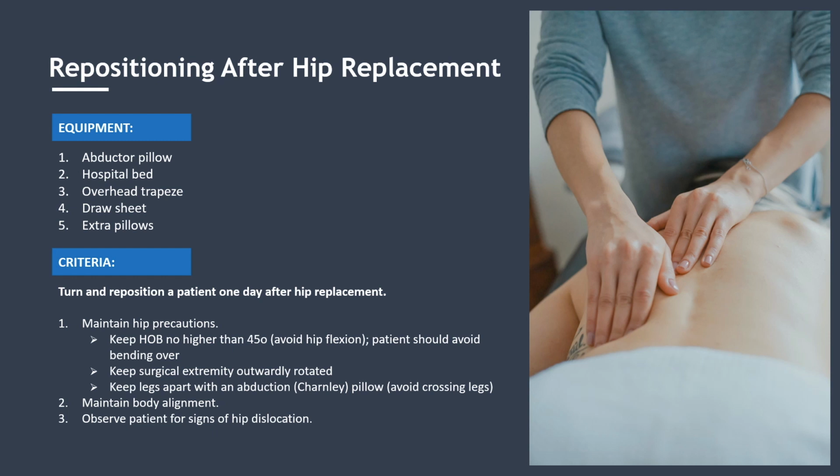Keep surgical extremity outwardly rotated. Keep legs apart with an abduction Charnley pillow. Avoid crossing legs. Maintain body alignment. Observe patient for signs of hip dislocation.